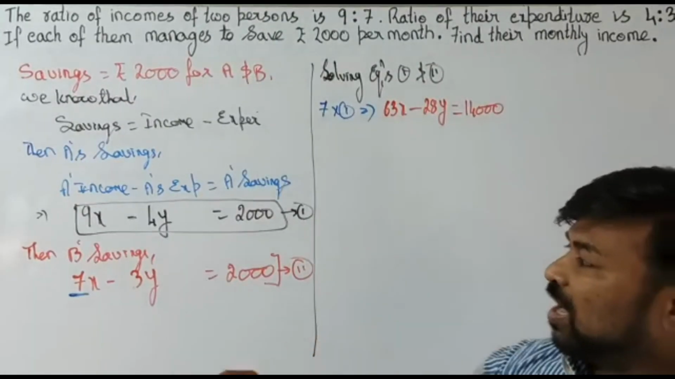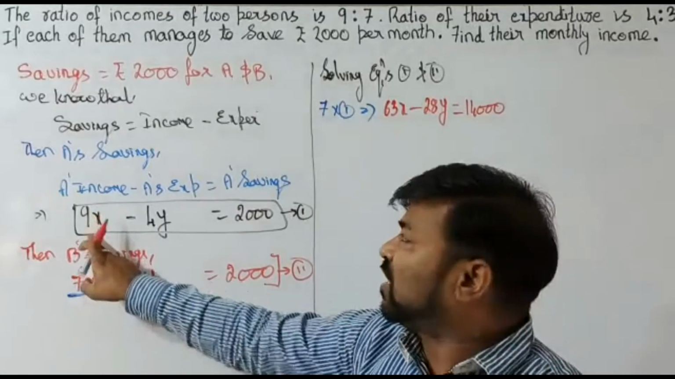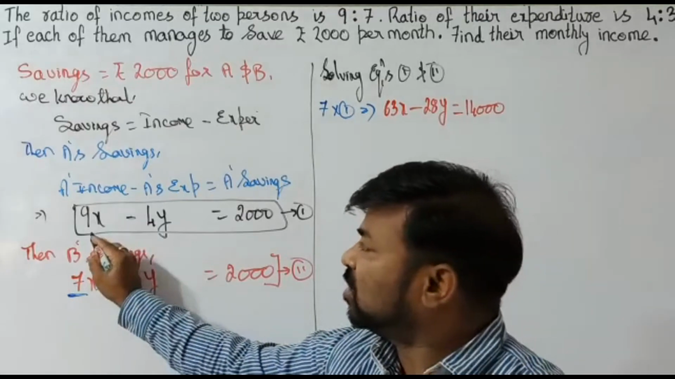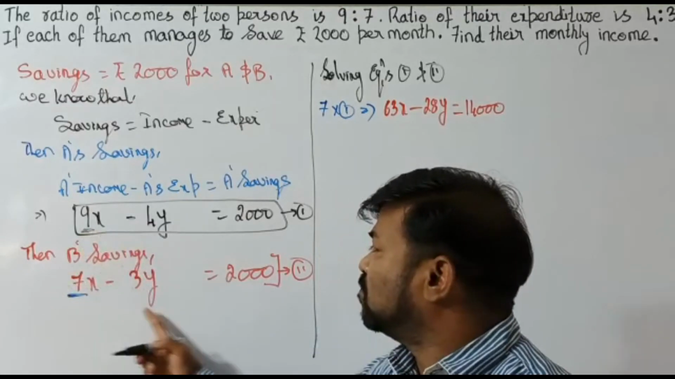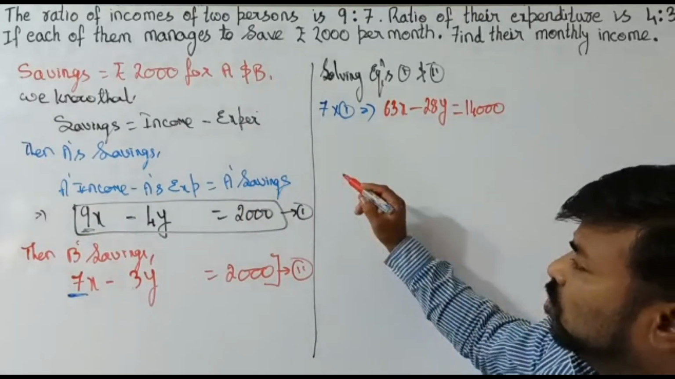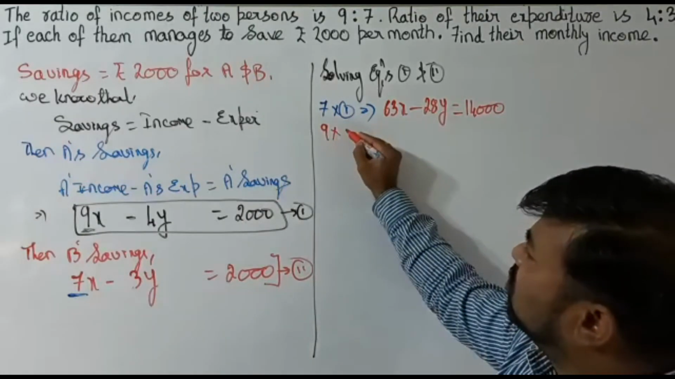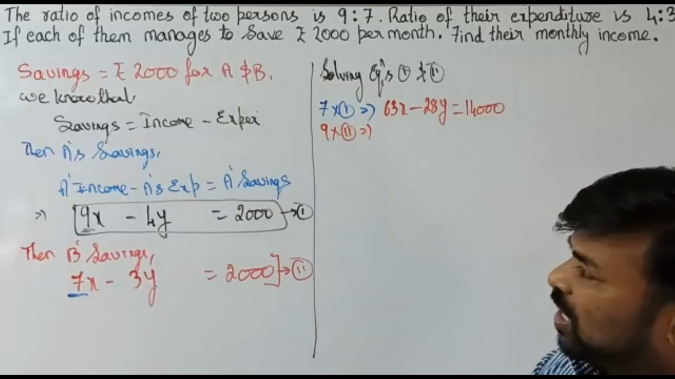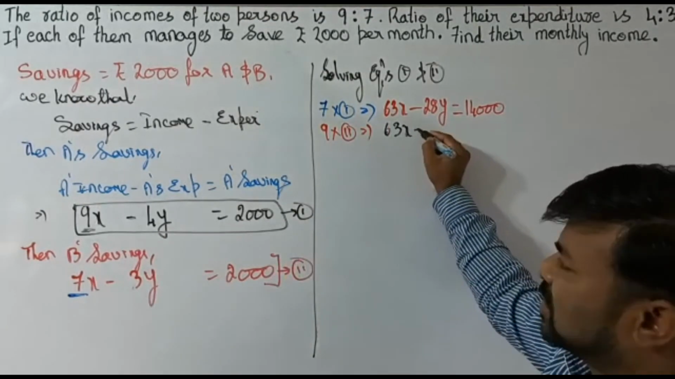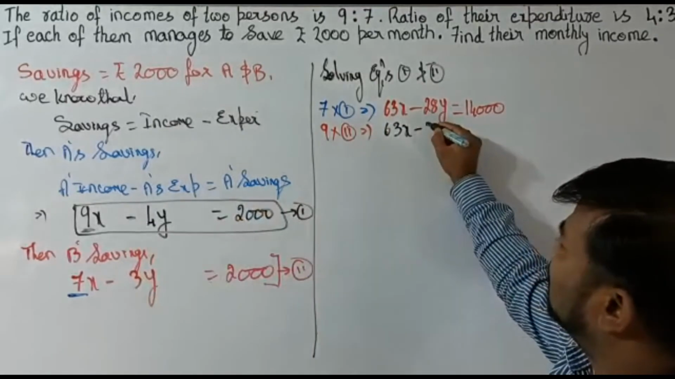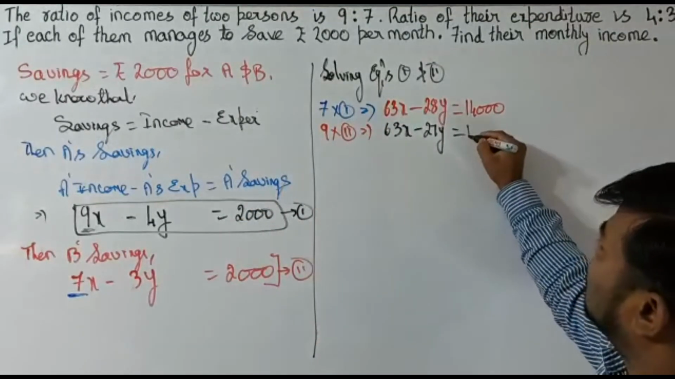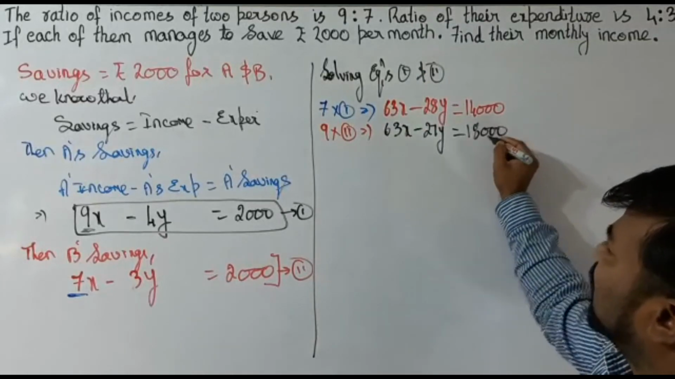So what I have done, I have taken the coefficient 7 and multiplied it with the entire first equation. Now I am taking the coefficient 9 and multiplying it with the entire second equation. So 9 into the second equation. What I am getting there is 9 7s again 63x, 9 3s 27y and 9 2s 18,000. We are getting like this.